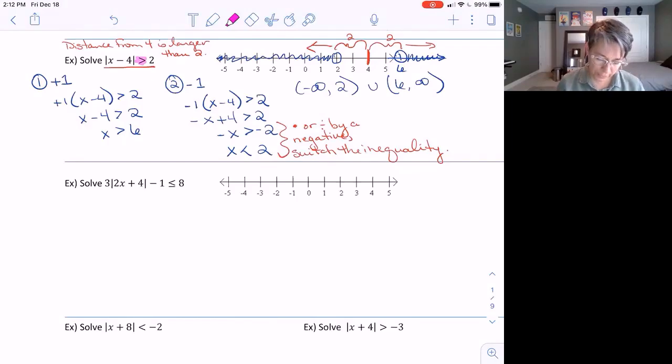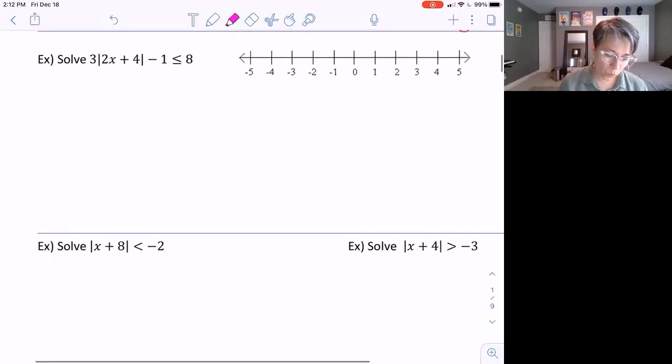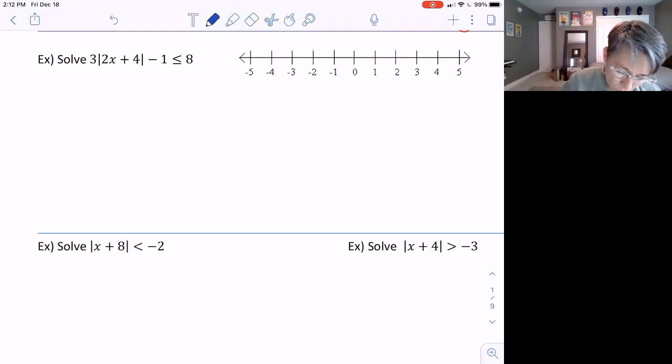So let's take a look at example 2 here, where we're solving 3 times the absolute value of 2x plus 4, that quantity, minus 1 less than or equal to 8. Before we can do our 2 options, we must isolate that absolute value. So let's add 1 to both sides.